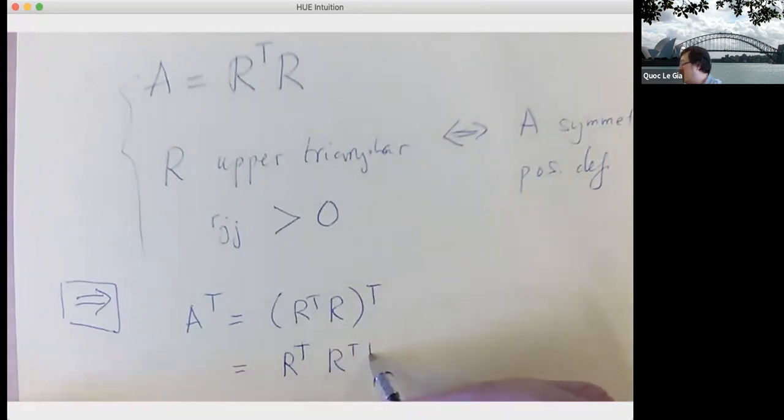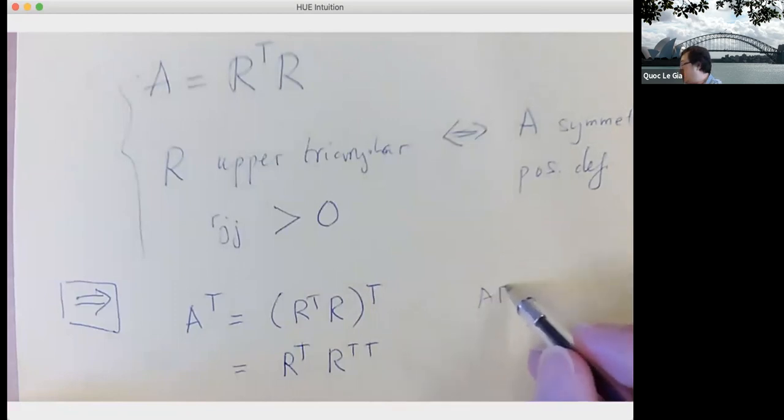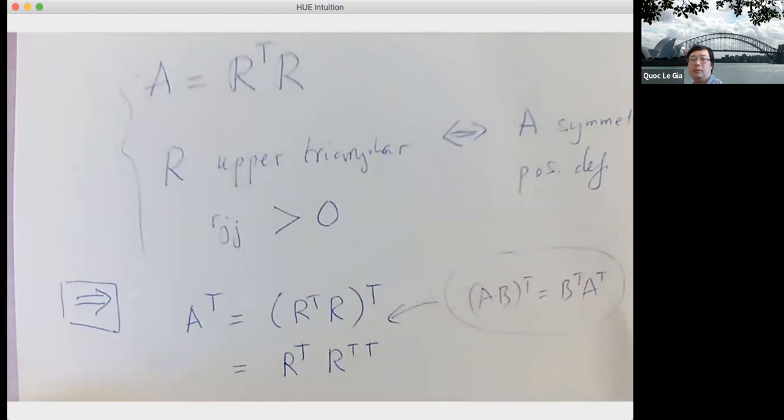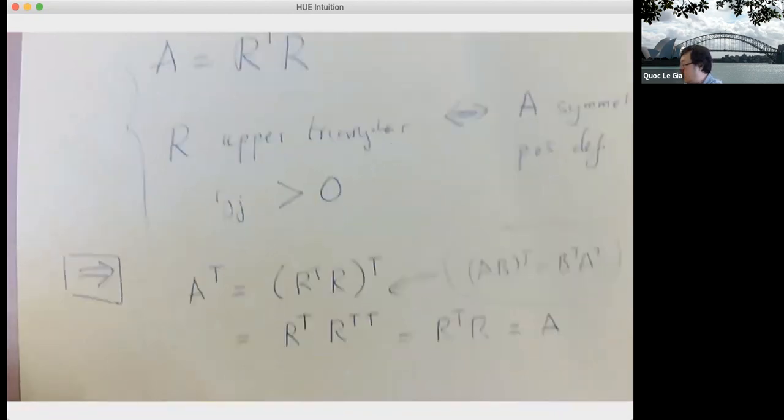Remember, (AB) transpose is B transpose A transpose. This one is from linear algebra. And when you transpose the matrix twice, it returns to its original position. Therefore, this is just R transpose R, which is equal to the original matrix A again. So by definition, the matrix is symmetric.